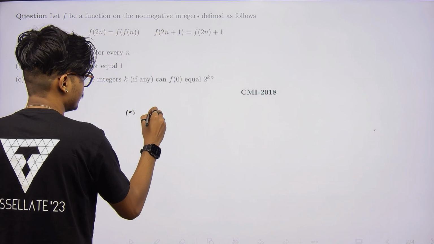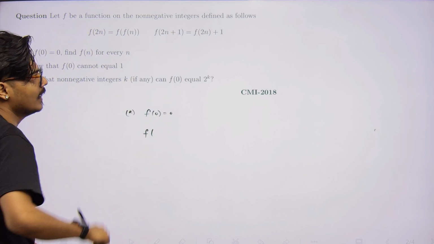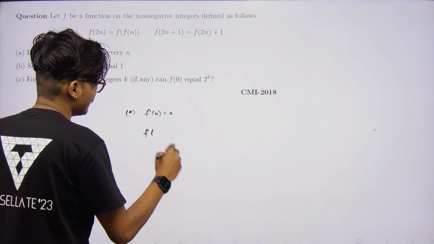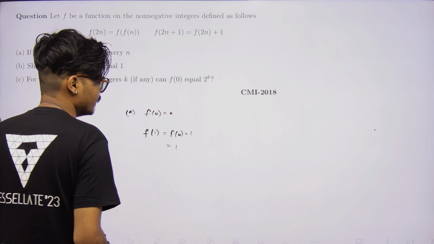So for the first part, observe that f of 0 is 0. So using this value, if you plug the value of n as 0 in the second equation, you'll get that f of 1 is f of 0 plus 1, which just turns out to be 1.